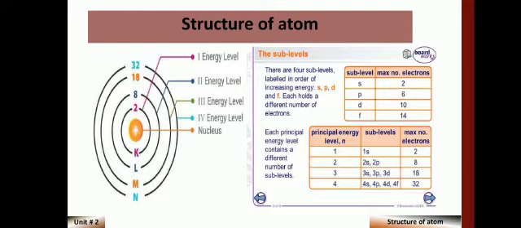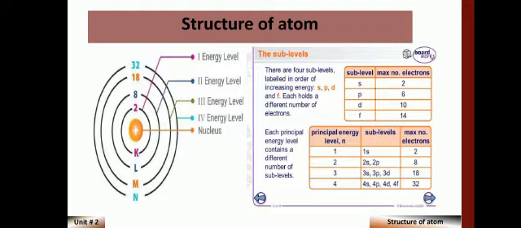In 2n square, n represents the number of the shell. You can put n as a number. For example, to calculate the number of electrons in the first energy level, you put n equal to 1. For the second energy level, n equal to 2, the square of 2 will be 4. So 2 multiplied by 4 equals 8. So there are 8 electrons in the second energy level.